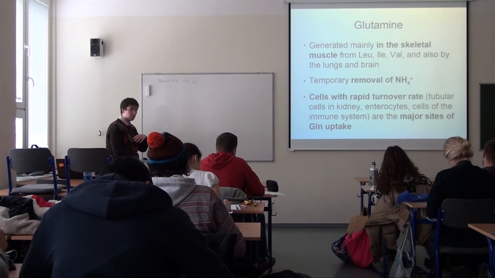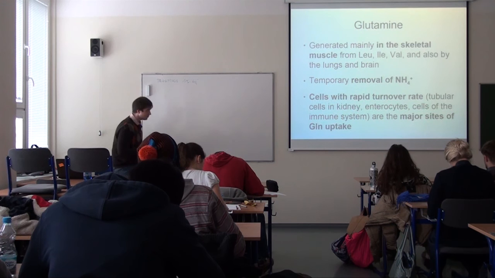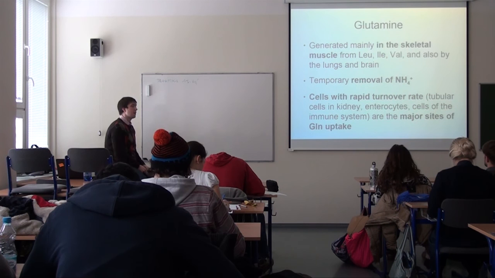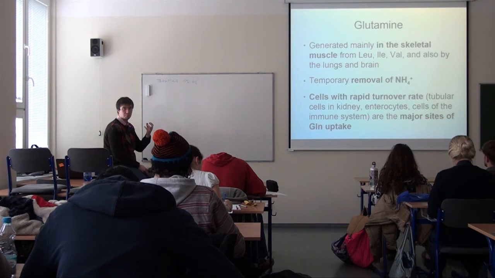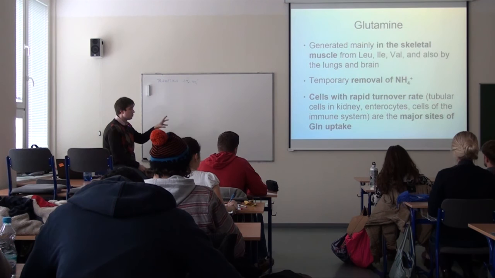In the brain, you know that we have plenty of neurotransmitters that have ammonia itself, so you need to remove the ammonia. But glutamine has other important metabolic functions, and you know that ammonia itself is used in some synthetic reactions. In what reactions? In the production of nitrogen bases especially, in the production of purines and pyrimidines.